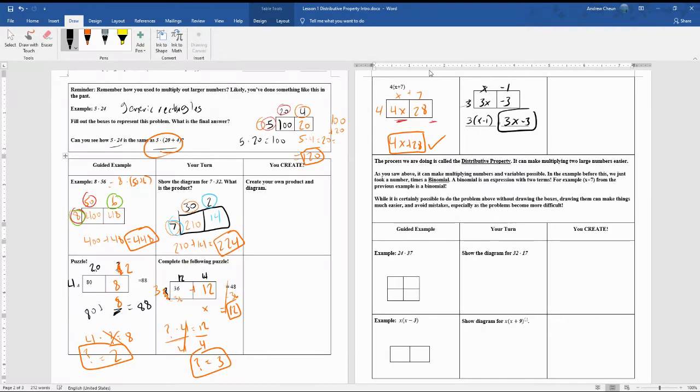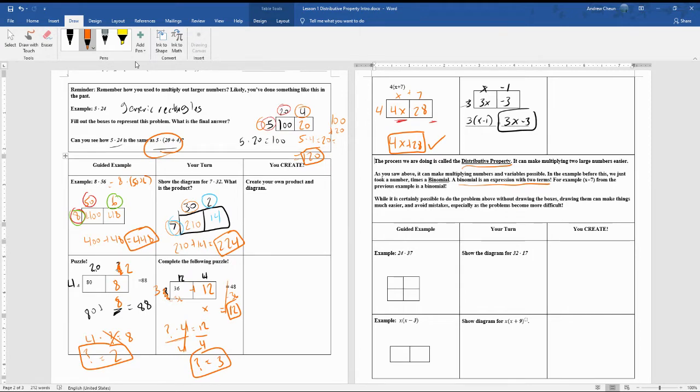Okay, so what we've been doing is called the distributive property. It can make multiplying two large numbers easier. And you'll see this process, and honestly, you're going to use this process a lot throughout your math career at Centennial and even in the future as well. So as you saw above, it can make multiplying numbers and variables possible. In the examples before this, we just took a number times a binomial. And a binomial is an expression with two terms.